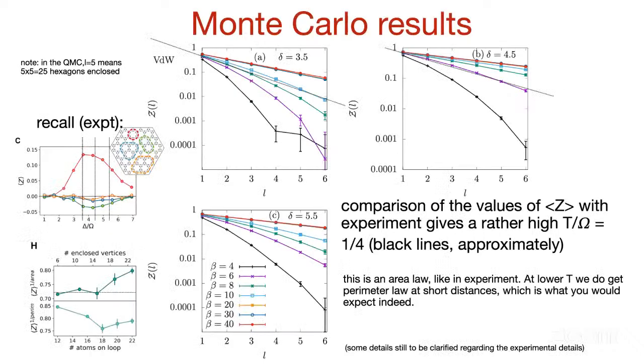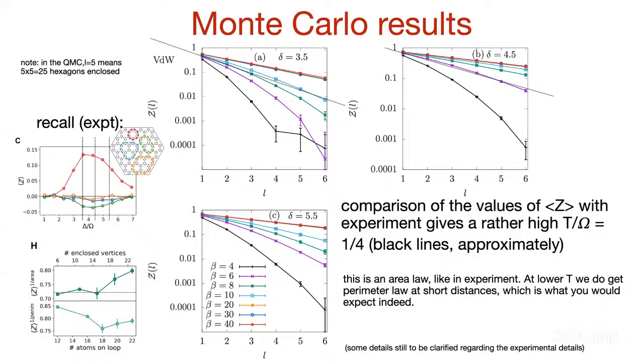So what happens if you look at the Z loops in experiment? On the left, recall these two figures. For the Z loops, closed loops, this was the scaling, and they claimed this was area law. On the right, you see for full van der Waals interactions and different detunings, namely 3.5, 4.5, and 5.5, the behavior on a lin-log scale of those Z loops.